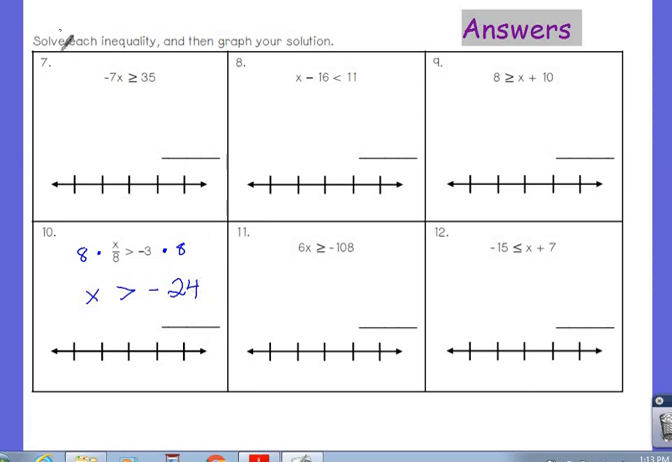So I want you to try 7 and 8. When you get them done, raise your hand. I will check and you will be allowed to move on to your homework.